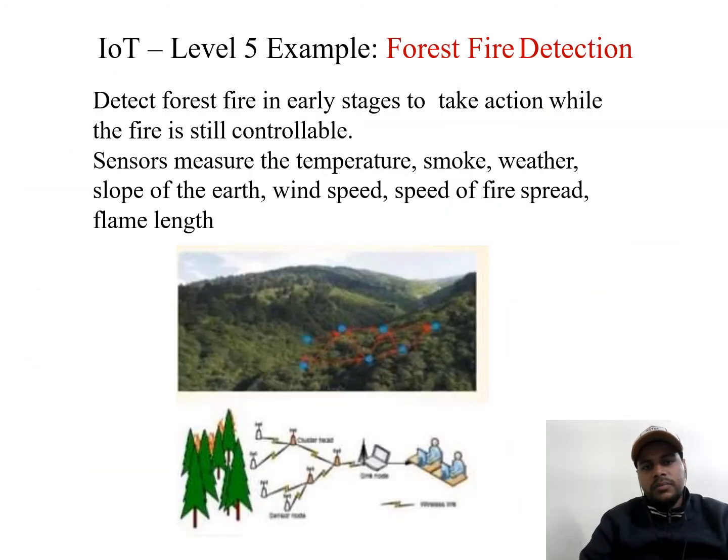IoT level 5 example is forest fire detection. Detect forest fire in early stages to take action while the fire is still controllable. These sensors measure the temperature, smoke, weather, slope of earth, wind speed, speed of fire spread, and flame length. With the help of this, we can prevent the forest fire.